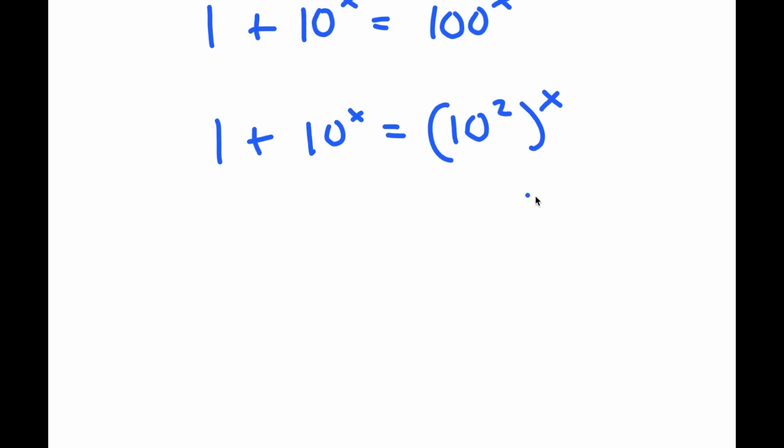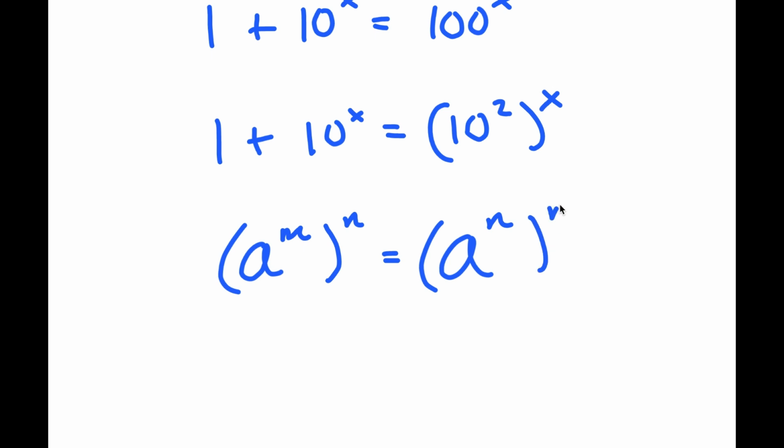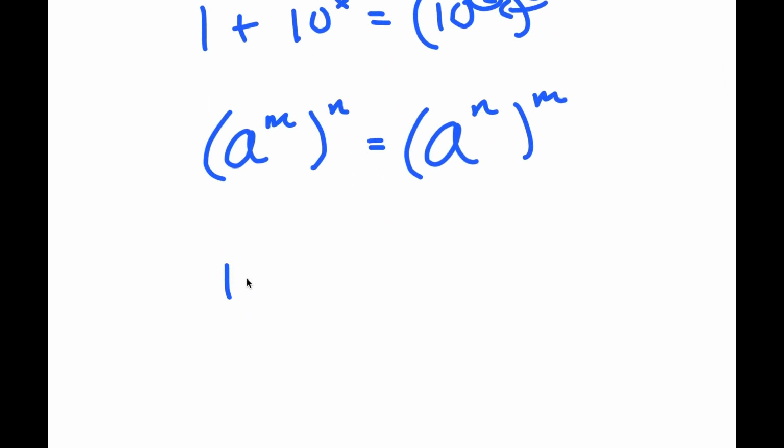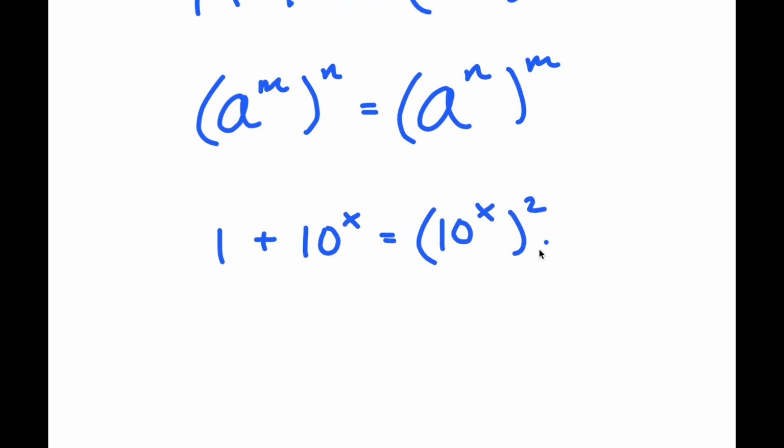Now I'm going to use an interesting property of exponents. This property states that if I have something in the form a to the power of m to the power of n, this is equal to a to the power of n to the power of m. So I can switch up the order of these two. So now I get 1 plus 10 to the power of x is equal to 10 to the power of x, to the power of 2.